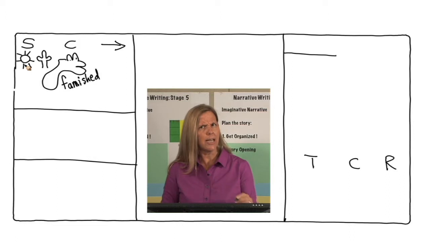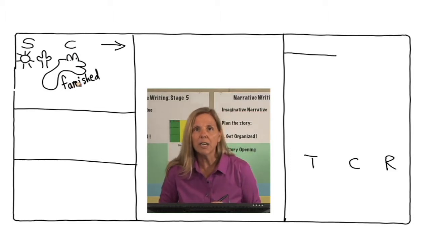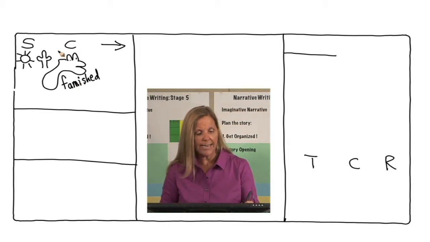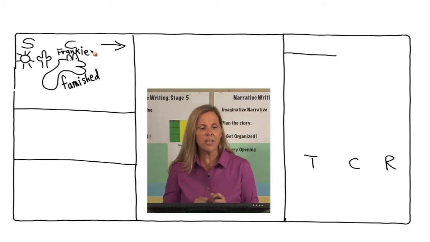Let's practice this sentence. On a hot day, out in the desert, the famished snake. Maybe we can name the snake. If the snake is famished, it'd be great to give the snake a name that begins with an F. So why don't we say Frankie, the famished snake? Use a little alliteration there. On a hot day, out in the desert, Frankie, the famished snake.